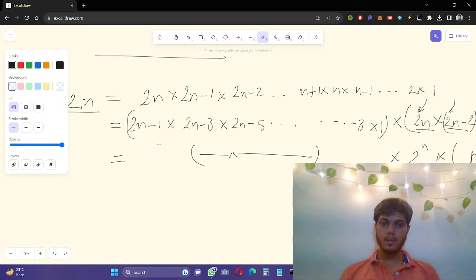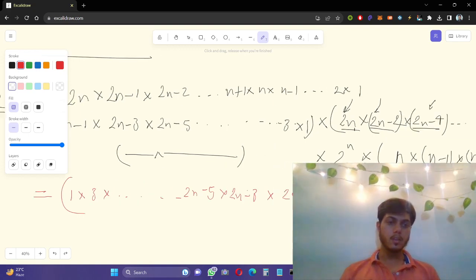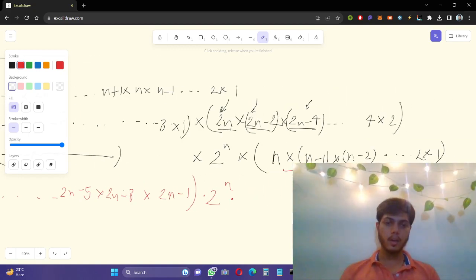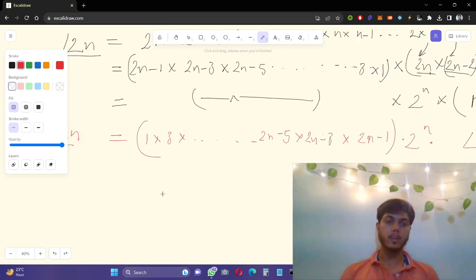Let's simplify it. In the next step, this can be written as, I'm just reversing it: 1, 2, 3 into dot dot dot, 2n minus 5 into 2n minus 3 into 2n minus 1. Correct? Just keep it here. It is going to be multiplied by 2 raised to power n multiplied by n factorial, right? This can be written as n factorial, and this is 2n factorial.